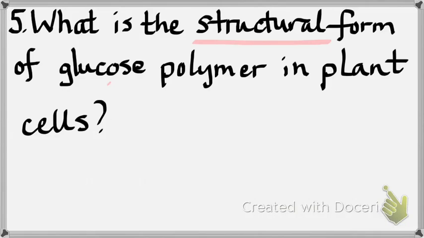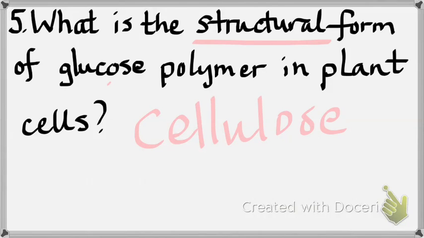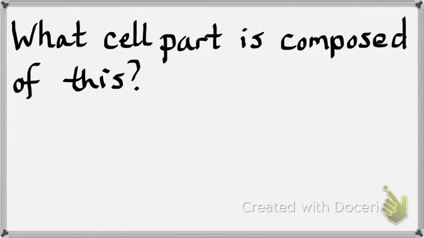I'll give you a hint. This is either starch or cellulose. I'm on question number 5. What's the structural form of glucose polymers found in plant cells? Not starch. Starch is not structural. It's cellulose. Plants build with cellulose. Structure means you build something with it. Right? Okay, so what do plants build with cellulose? Cell walls. Excellent. Cell walls.